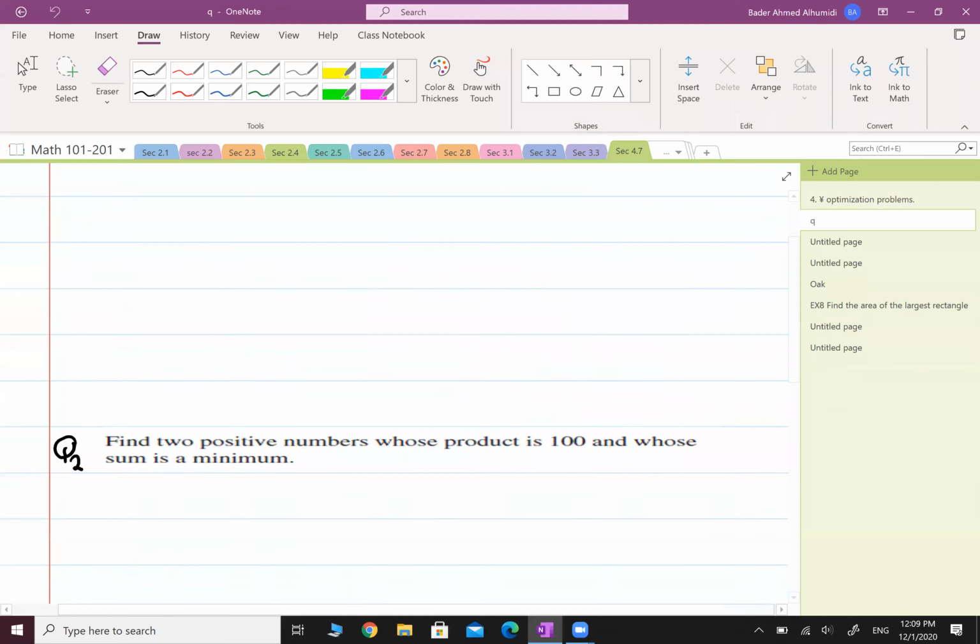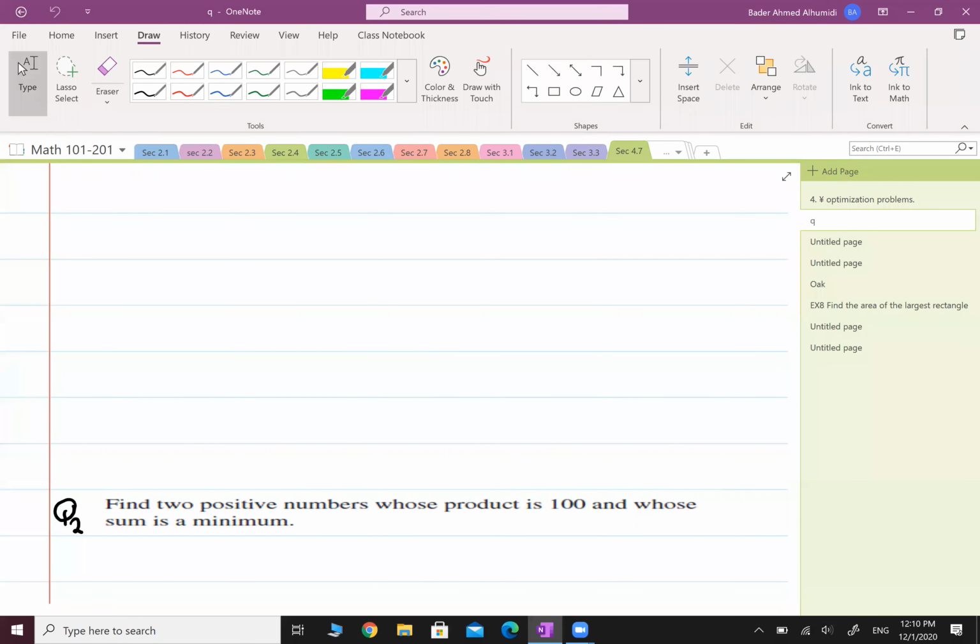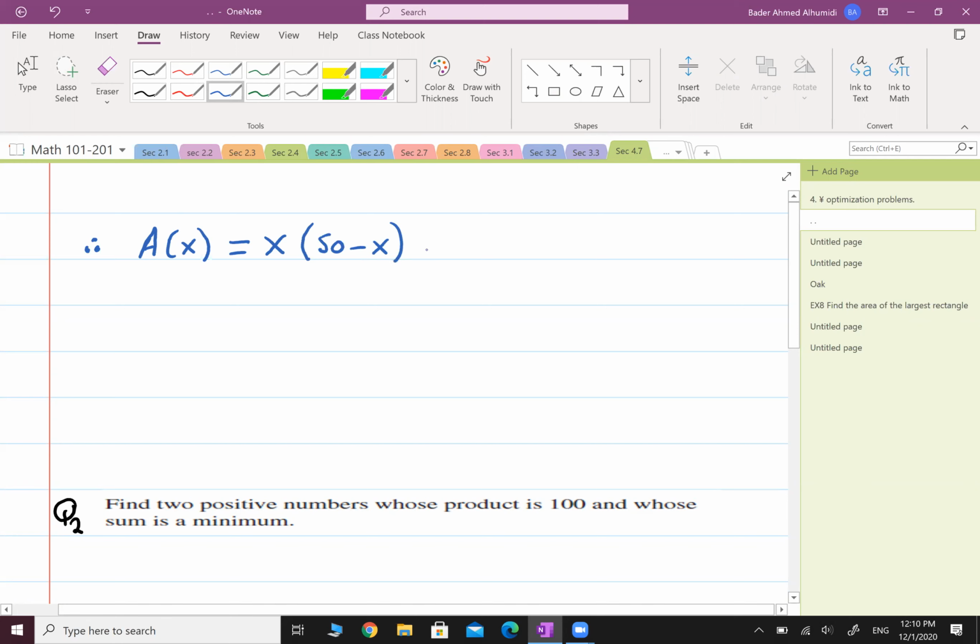Now let us go and try to see how to find the maximum area. I will say now I can write the area in terms of x only. That is x times y, but y is 50 minus x. So this is equal to minus x squared, if you like, plus 50x. I'm just rewriting terms in another form.